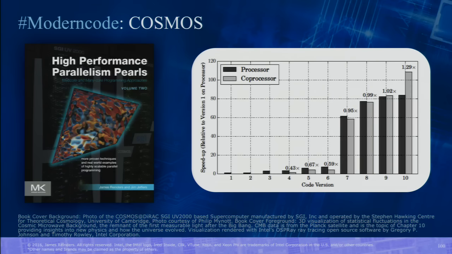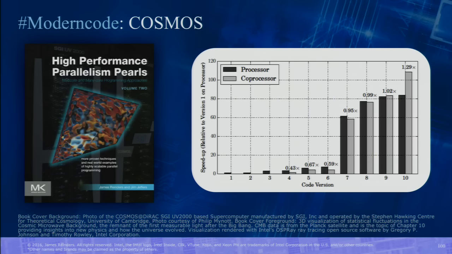I did have one other parting thought. The Cosmos folks, I mentioned them before. They did a lovely chapter in one of our Pearls books, volume 2, and they take their example and they do 9 different changes to their application. The gray bar is Xeon Phi, the black bar is Xeon. They weren't even parallel at first. At step 4, they made the program parallel. But they show how they sped the program up 120x.